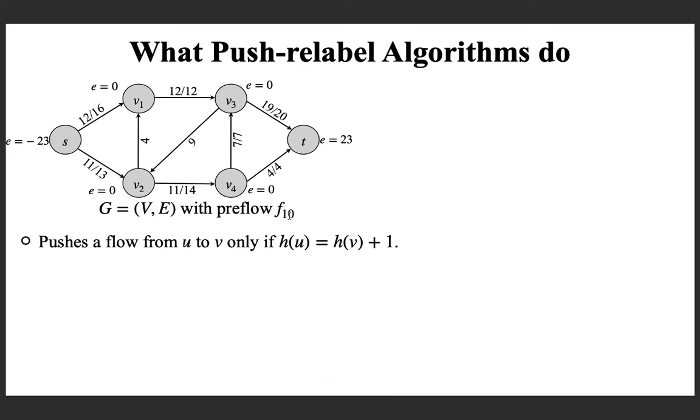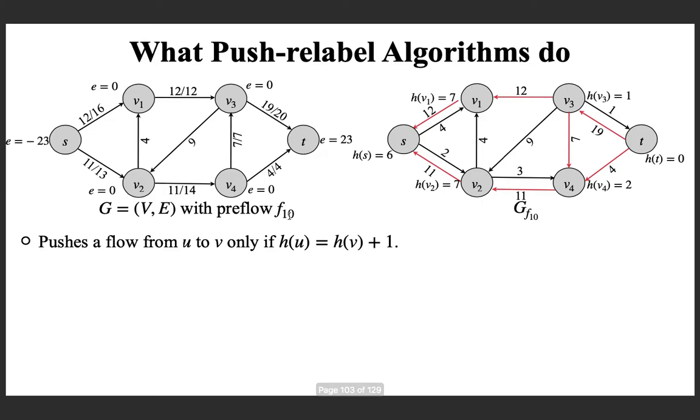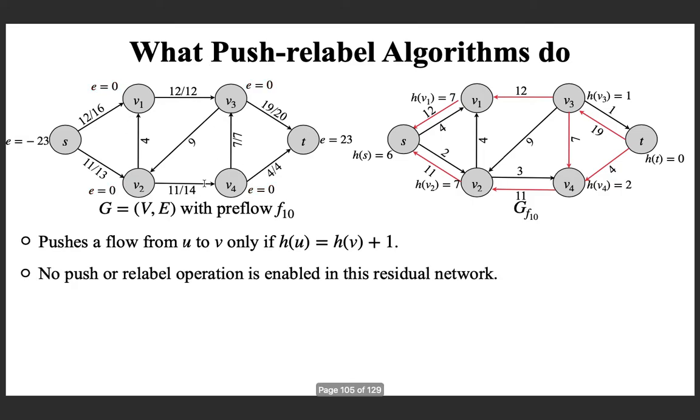Look at it and find the induced residual network, and now you can see that all the intermediate vertices are having excess flow 0. So now what you did is you sent back all the excess flows back to the source vertex.